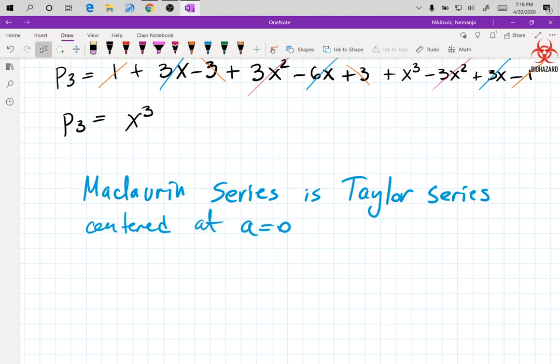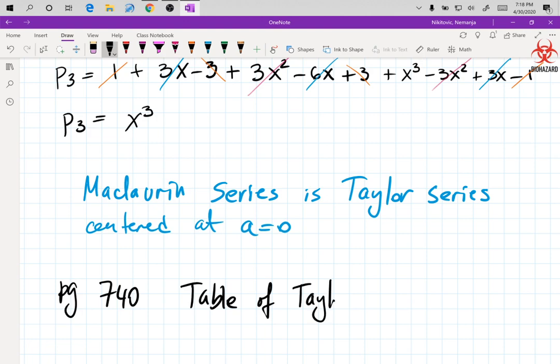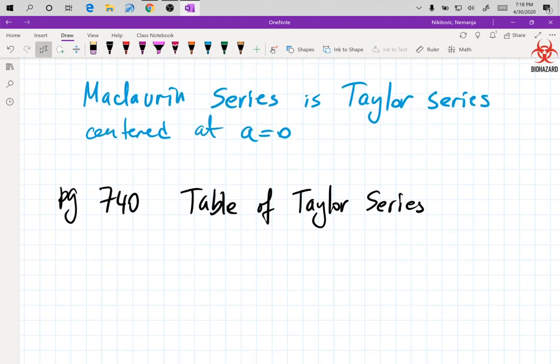Somewhere in the textbook, I still need to write the error down. Somewhere in the book, there it is, on page 740. Table of Taylor series. It is beneficial for you to memorize 4 of these, but you don't have to, right? It's beneficial for your later education.